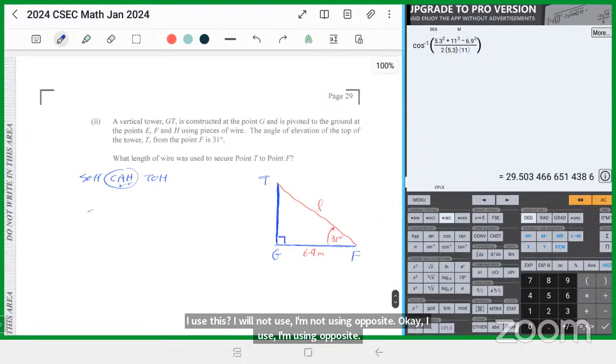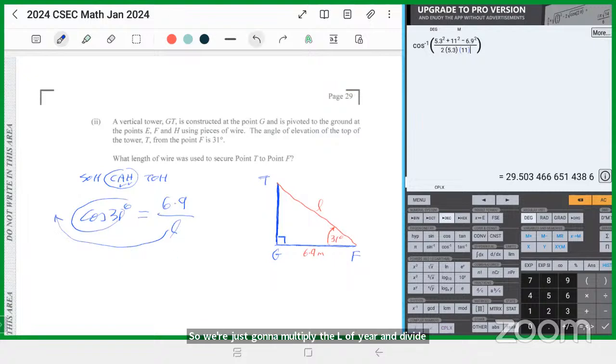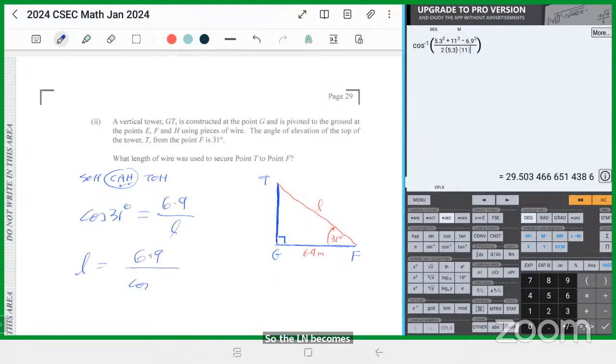When I say the cos of the 31 degrees, set it up now as adjacent over hypotenuse. The adjacent is 6.9 over the hypotenuse L. And then you're trying to make L the subject. So we're just going to multiply by L and divide by cos 31. Cross multiply and divide. So the L then becomes 6.9 over the cos of 31 degrees.